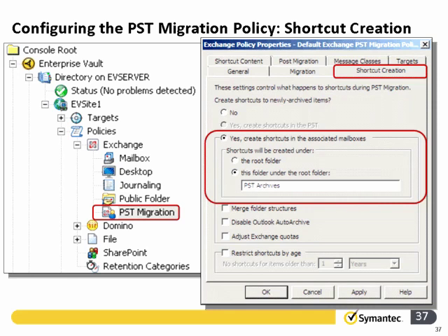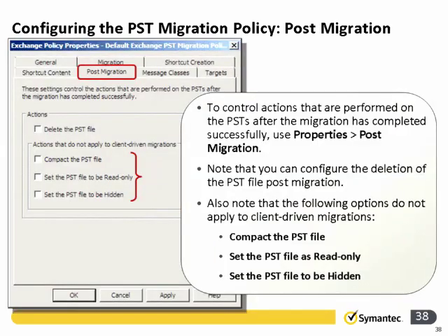their archives using shortcuts. So here on the Shortcut Creation tab, just like you could for the shortcut creation for your mailbox archiving, you can determine different settings that are going to be associated with the PST file migration, whether you want to create the shortcut, where you want to create that shortcut at. Once you're done with the migration, you can tell the PST Migration Policy what to do when the migration is complete, and that's on the PST Migration Policy Post Migration tab.